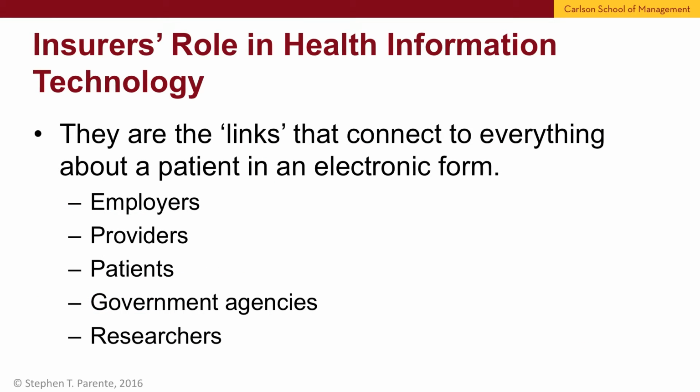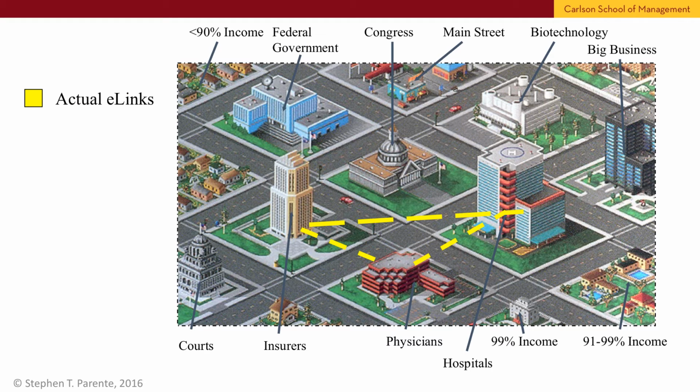Insurers have a major role in health IT. They are the links that connect pretty much everything about a patient in an electronic form. They also link to employers because of the large role that employer-sponsored health insurance plays in America. It links to providers, whether it be nurses, physicians, hospitals, and such. Patients, obviously, get their information online or by calling in. Government agencies, because of their financing role as well as their regulatory role, have to give information back to the insurers. And then researchers, who either work for the insurers or for Medicare, which is another form of insurer, look to see how health IT is telling people how well the plans are actually working.